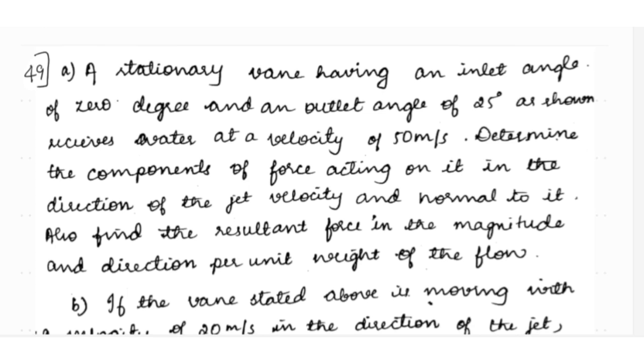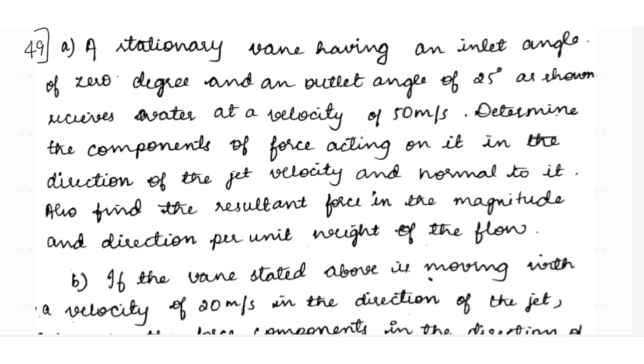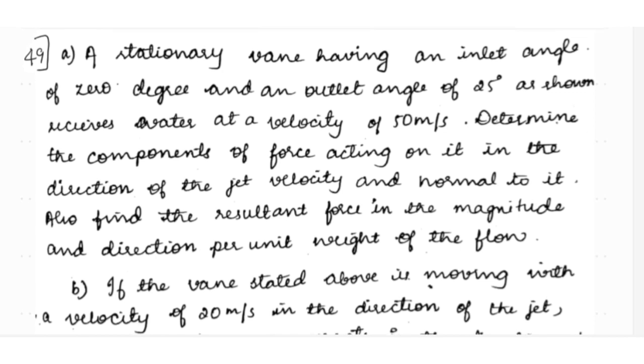So here question A is nothing but the stationary one and question B is the moving one. Here we have to calculate Fx, Fy, the resultant force, and its angle, that is the direction, for the per unit weight of the flow. And in the second case, since it is moving, we should also calculate work done and power developed. So first let us solve case A where the vane is stationary.